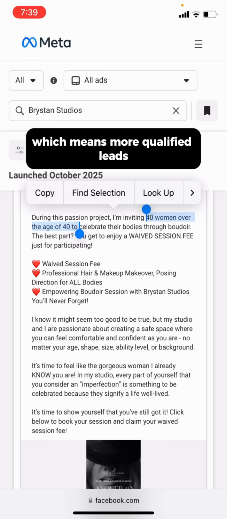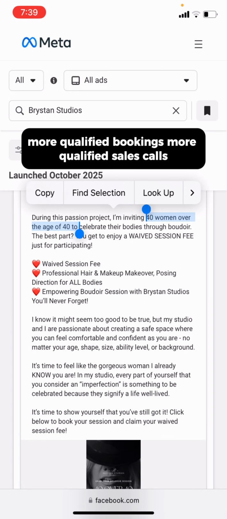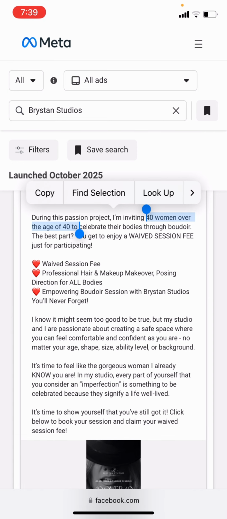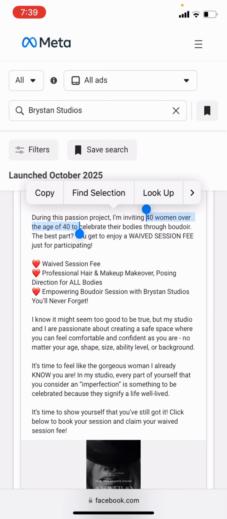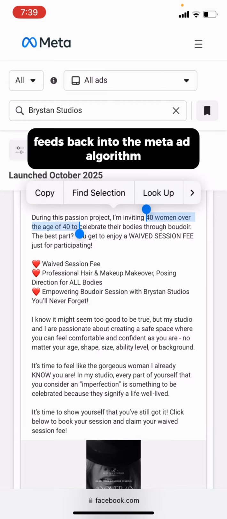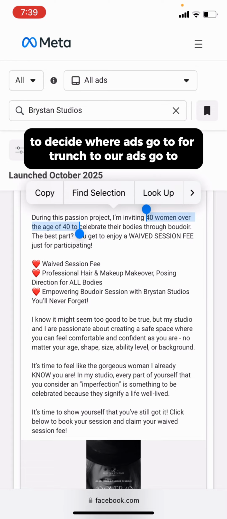Which means more qualified leads, more qualified bookings, more qualified sales calls. Less ghosting, less price objections, less price hunters. More sales, more revenue, more conversions, higher ROAS from tranche 1 women. That feeds back into the Meta ad algorithm to decide who our ads go to for tranche 2.